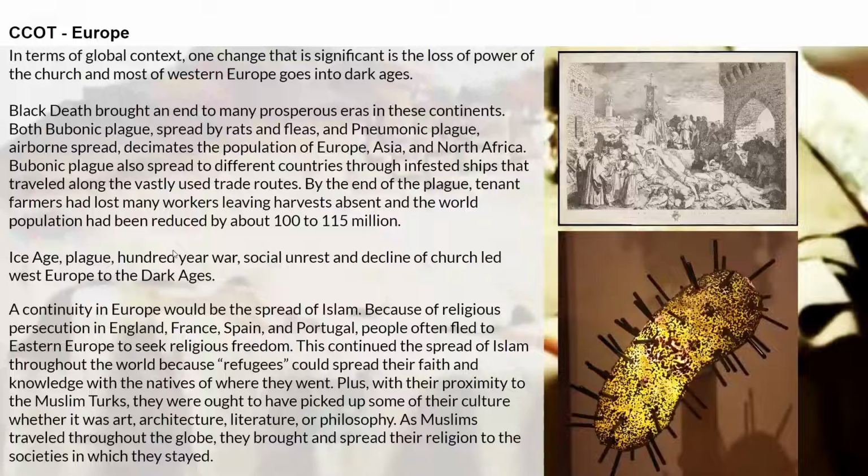A continuity in Europe would be the spread of Islam. Because of religious persecution in England, France, Spain, and Portugal, people often fled to Eastern Europe to seek religious freedom. This continued the spread of Islam throughout the world because the refugees could spread their faith and knowledge with the natives of where they went. Plus, with their proximity to the Muslim Turks, they were bound to have picked up some of their culture, whether it was art, architecture, literature, or philosophy. As Muslims traveled throughout the globe, they brought and spread their religion to the societies in which they stayed.